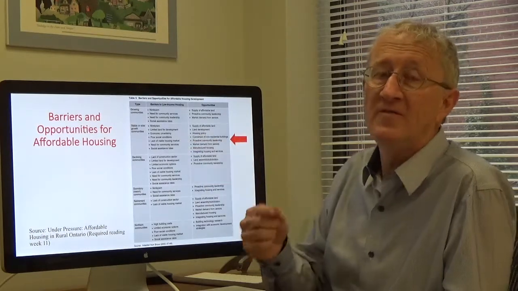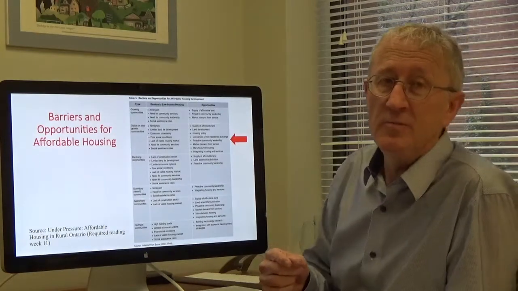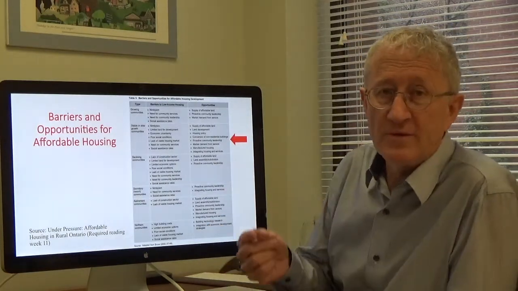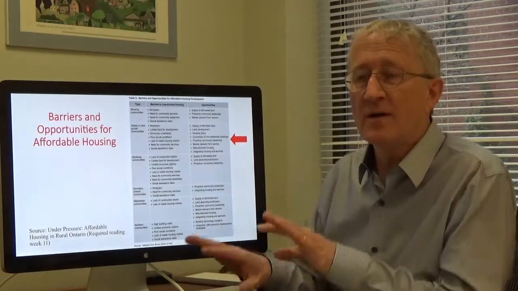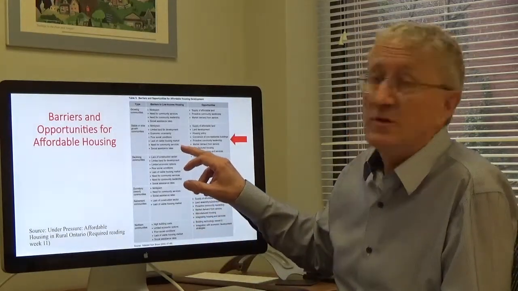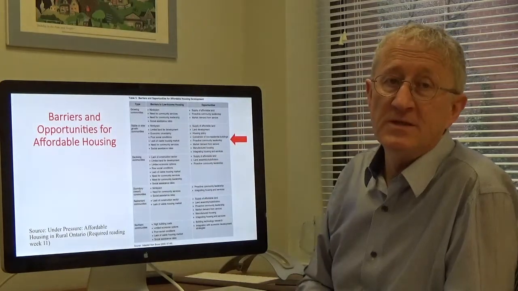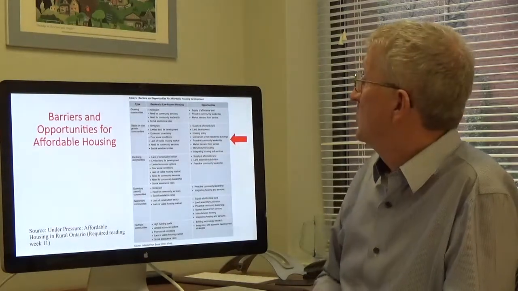Certainly there may be a lack of a viable housing market. Again, it comes back to the development sector. Are they going to build new homes, rental or otherwise, if the market and the economy is in flux? The need for community services, are they present or not? And what are the social assistance needs that might be part of that community as well?